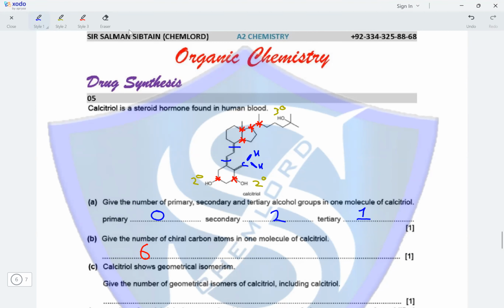So we end up with only two double bonds that are capable of showing geometric isomerism. So the number of geometrical isomers would be 2 power 2, because n, the power, is the number of double bonds that are capable of showing geometric isomerism. So this will give us 4 geometric isomers for calcitriol.